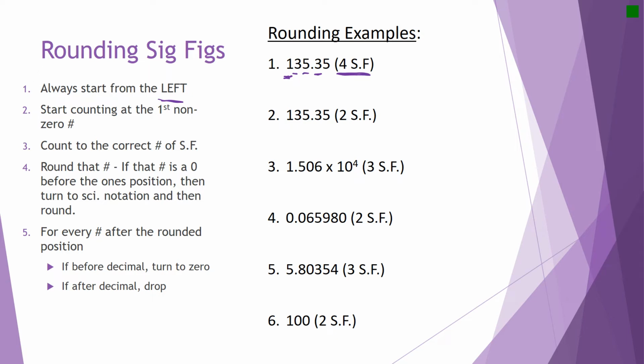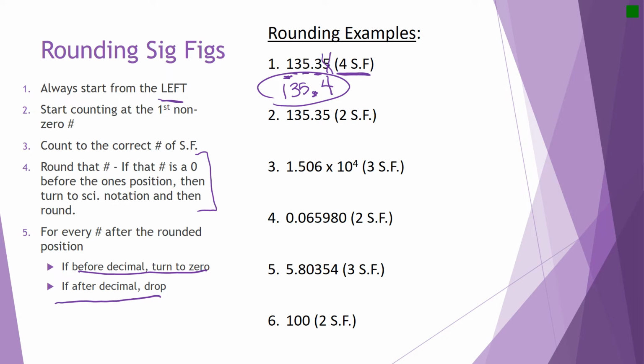Okay, round that number. If that number is a 0 before the ones position, which it's not, then turn it into scientific notation, but that's not the case. So for every number after the rounded position, so we're talking about 5. So I know I have to do 1, 3, 5 point, and then what's going to happen to that 3? It's going to round to 4, but now what do I do with that 5? If it is before the decimal, turn it to 0. If it is after a decimal, you drop it off. So that would just drop away. So my final answer to 4 sig figs was 135.4. Remember, you're rounding the number, but you're not changing the value of the number.